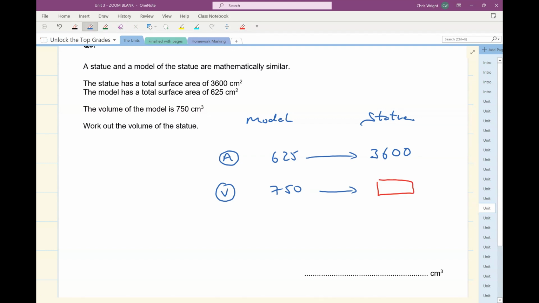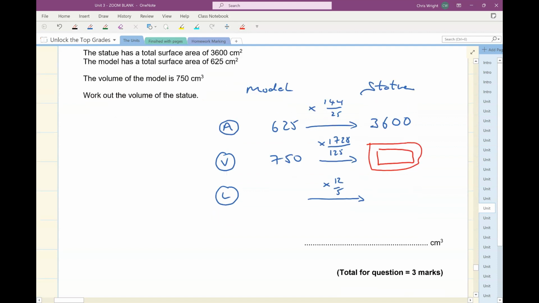Right. Well, the area scale factor is going to be 3,600 divided by 625. So the area scale factor is 144 over 25. So the linear scale factor is the square root of that, 12 over 5. And the volume scale factor will be 12 over 5 cubed, which is 1,728 over 125.